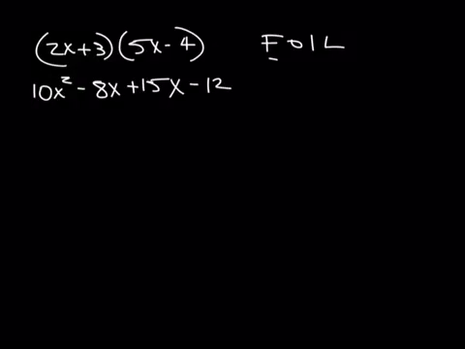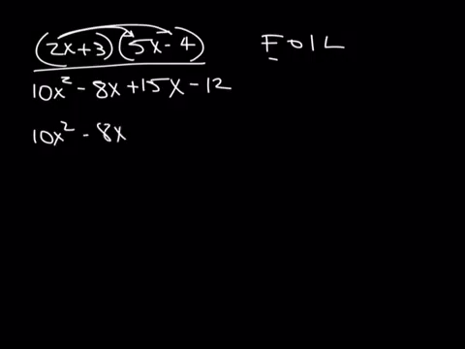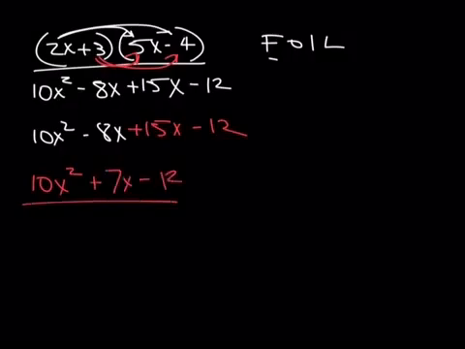Okay? And if you wanted to do it, in fact, let's do the distributive. Let's do it this way too. Gives me 10x squared minus 8x, 15x, negative 12. Okay? You get the same thing either way. So we get 10x squared plus 7x minus 12 for our answer. And we are done.